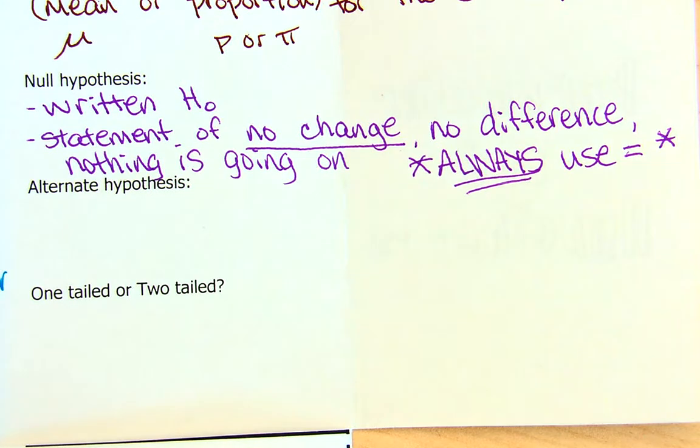Everything is exactly what we expected it to be. We think that this is happening, and that's what's happening. We expect this, and this is what we got. That's what you're looking for, is what did we expect to happen, and that's what we're going to say is H0.